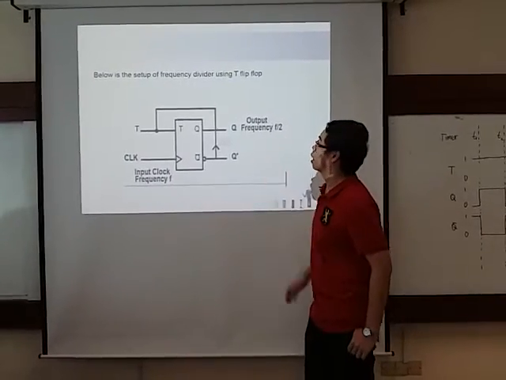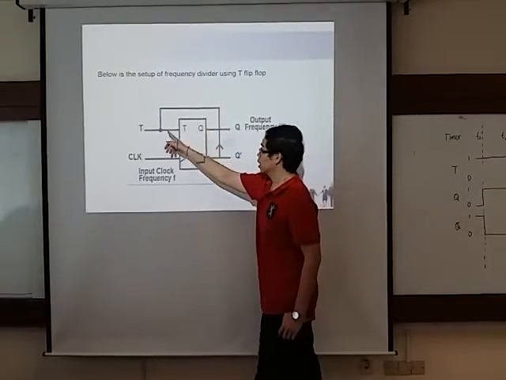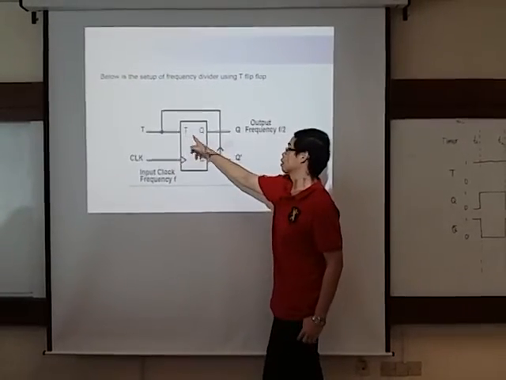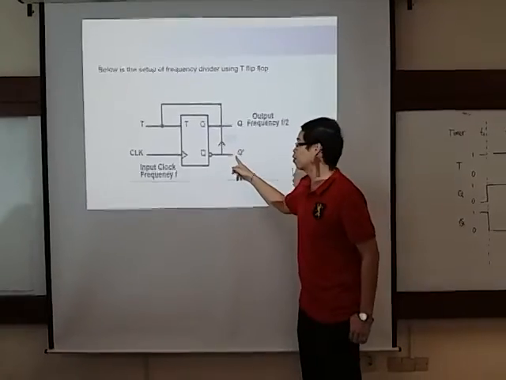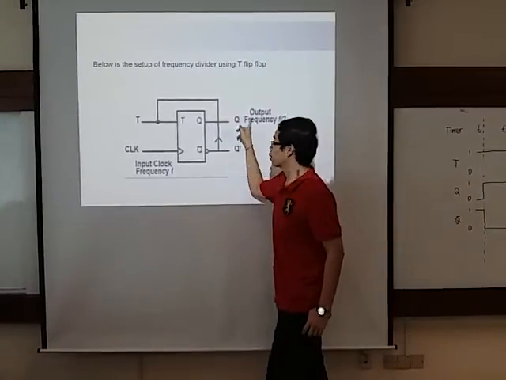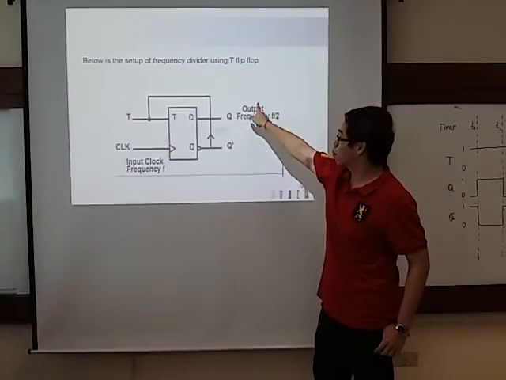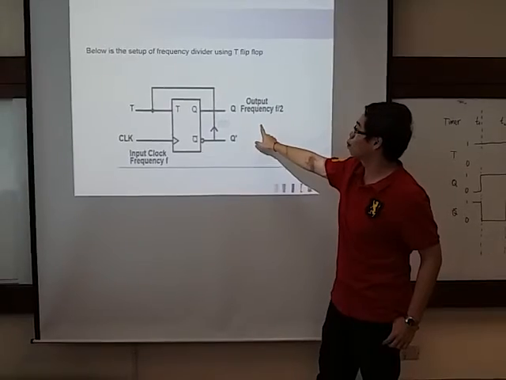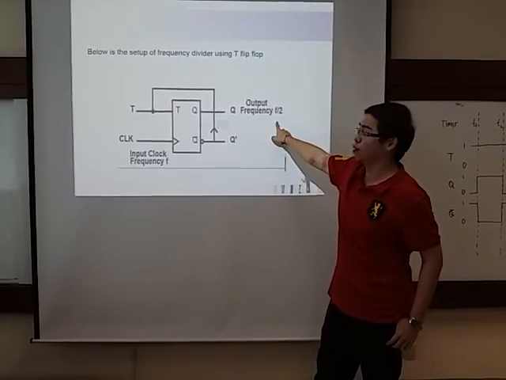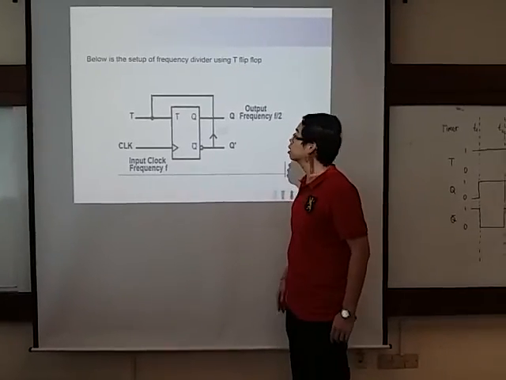So below is the setup of the frequency divider using T flip-flop. You can see the T flip-flop is all the same as the normal T flip-flop setup, but the output Q bar is connected back to the input of the T. This will make the output become frequency of F/2, like the introduction was also saying already.